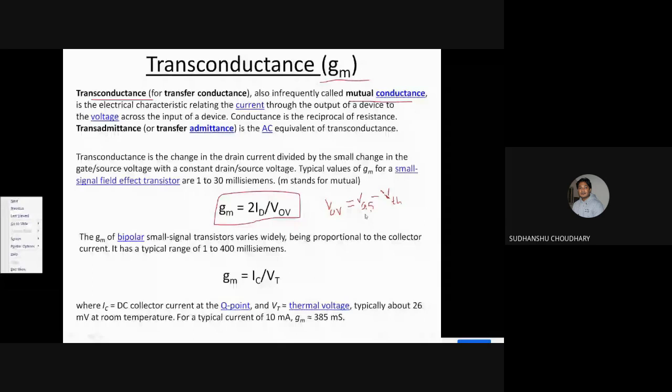So GM tells me how the drain current changes when the gate to source bias changes. If GM is high, that means high switching is possible. With a very small variation in VGS, or overdrive voltage, a large variation in the drain current can be achieved. So the MOSFET can be operated at high frequency, or the switching could be fast, if GM is high.